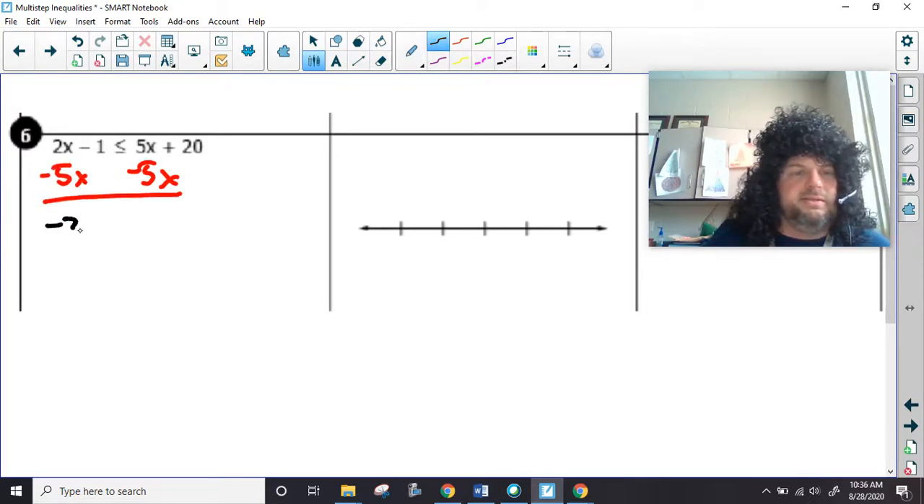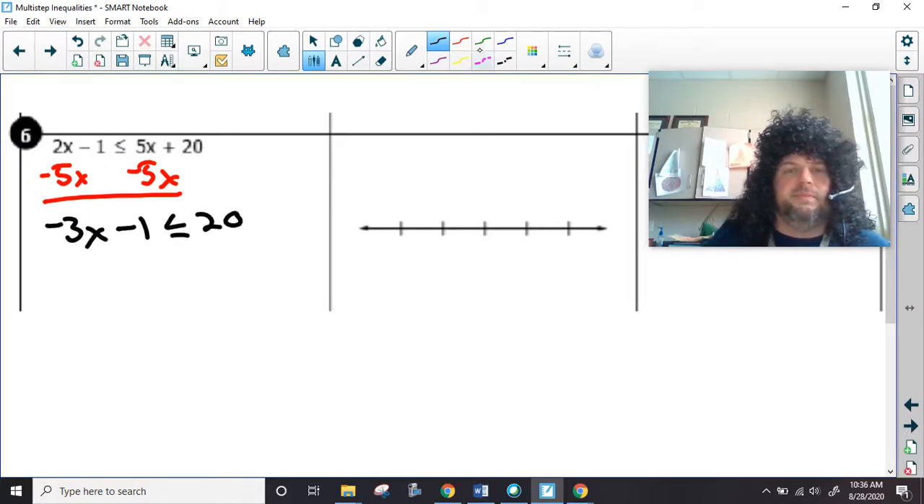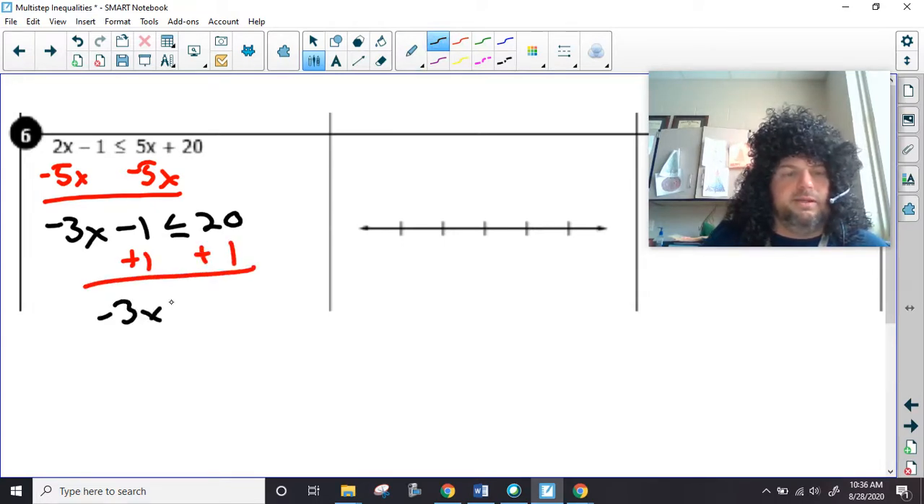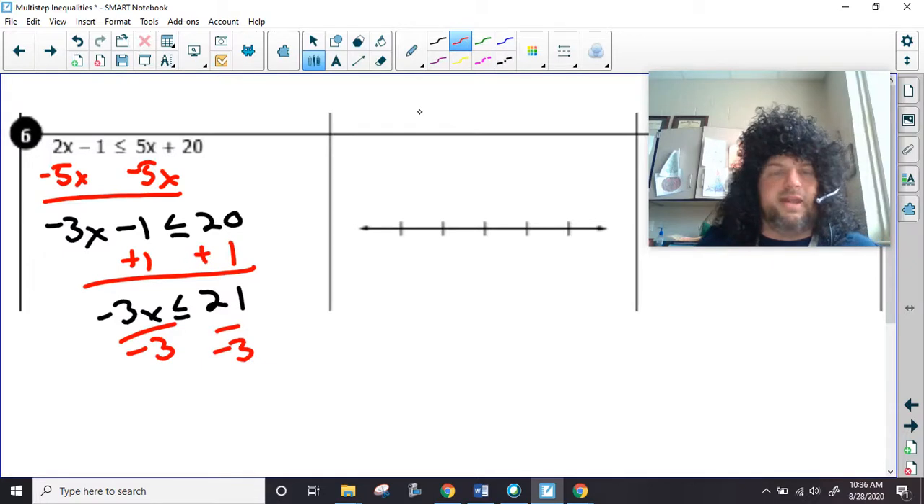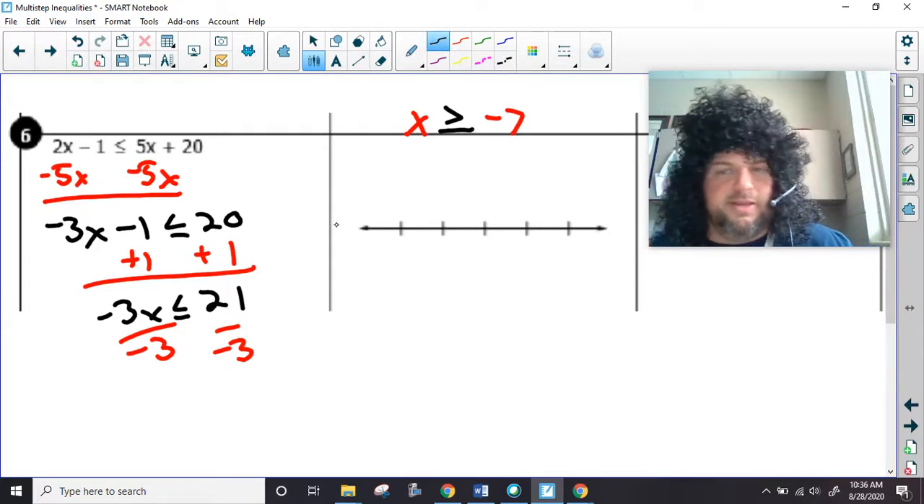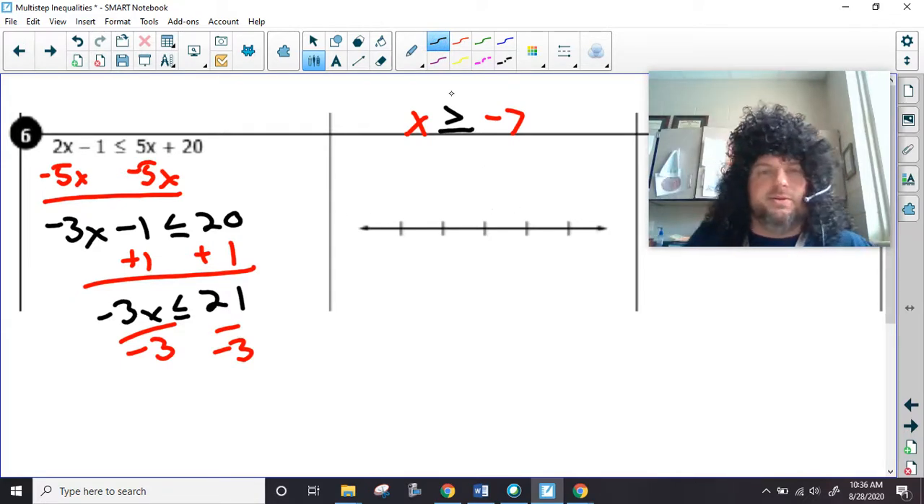So this gives us negative 3x minus 1 less than or equal to 20. Add 1, add 1. Negative 3x less than or equal to 21. Divide by negative 3, negative 3. All right, I divided by a negative. So what should happen? This inequality sign should flip. Okay, so here I have a negative 7. So negative 7, negative 6, and negative 8.